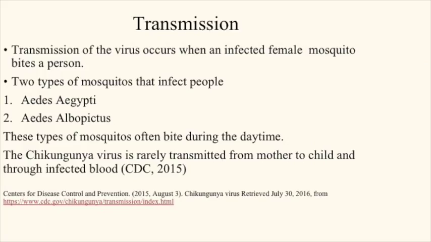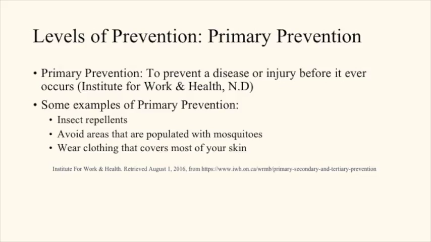As for transmission, the virus occurs when an infected mosquito bites a person. The 2 types of mosquito that infect people with the chikungunya virus are Aedes aegypti and Aedes albopictus, and these types of mosquitoes often bite during the daytime. And the chikungunya virus is rarely transmitted from mother to child and through infected blood. So next I'll be talking about the levels of prevention.